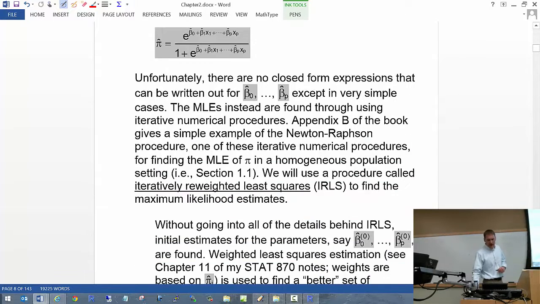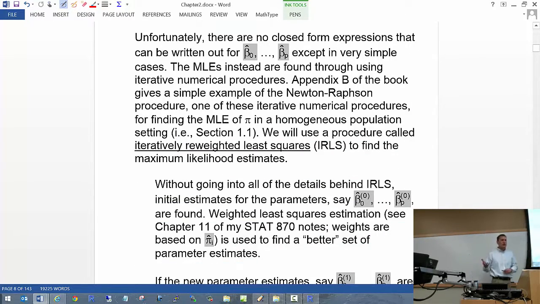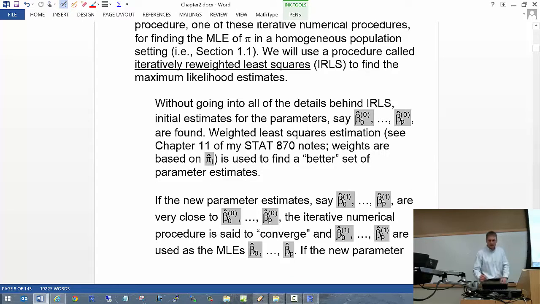Okay. The actual numerical iterative method that's usually used with logistic regression is what's called iteratively reweighted least squares. And basically, if you've had a Stat 870, a full semester of regression analysis, you've heard of weighted least squares before. And essentially what this is, is weighted least squares, but done in an iterative format. So it keeps on reweighting, or keeps on creating new weights over and over and over again until you have what's called convergence.